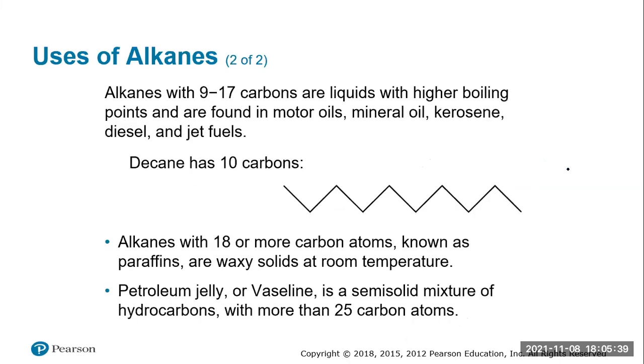Alkanes with 9 to 17 carbons are liquids with higher boiling points. They typically use dispersion forces, which are really weak, but they have a lot more carbons, so they do have higher boiling points, and are what motor oil, mineral oil, kerosene, and jet fuel are. Decane is 10 carbons. In fact, how you get something like gasoline is you take a big long chain alkane and do what is sometimes referred to as cracking, which means you break it apart into smaller fragments like octane and so forth that can be used as various types of fuel.